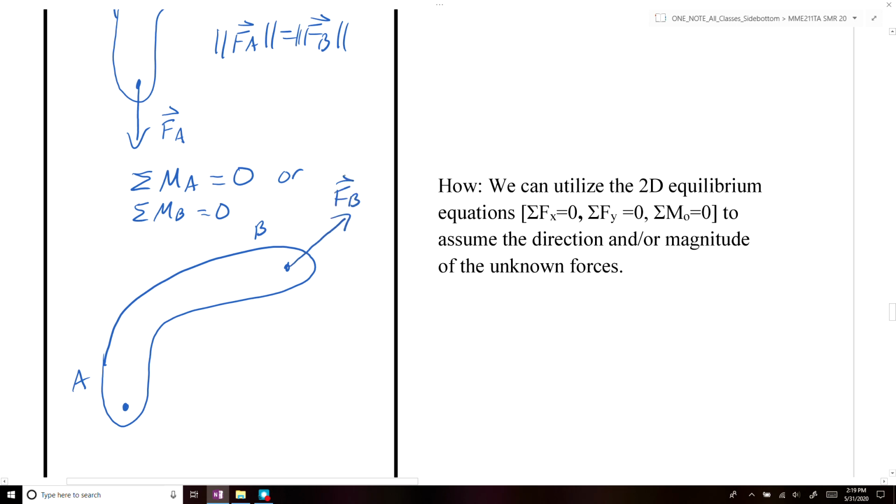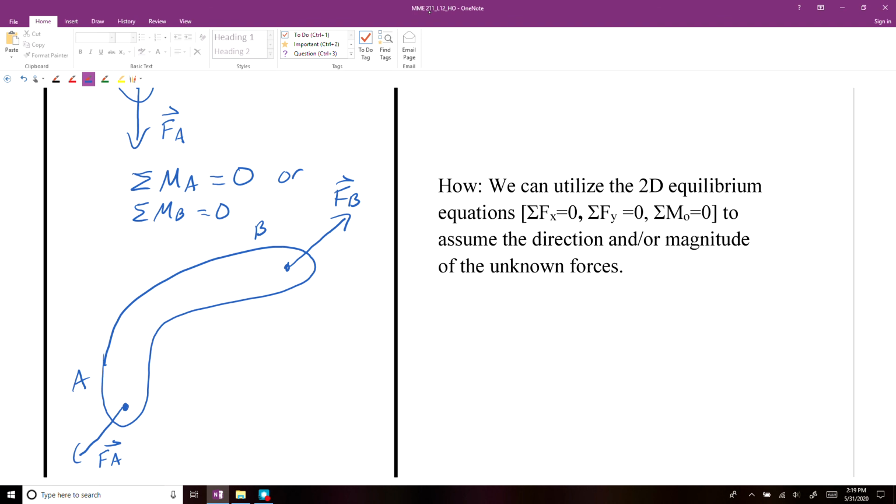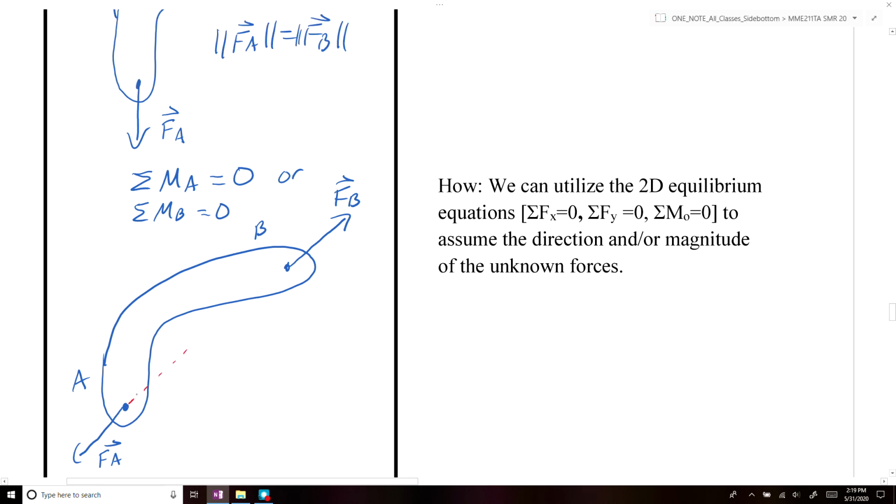So force B and force A must go along the line of action, along the direction such that they go through points A and B. They'd be going along the same line, in equal and opposite directions. The forces could also be going in the opposite direction like this. It doesn't matter which way you draw it, but they have to be equal in magnitude, opposite in direction, and they have to go along the line of action of the members.